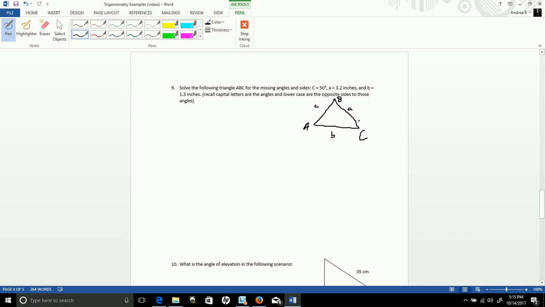So here, angle C we have is 50 degrees, so that would be this angle down here. It's 50 degrees. And then we have A is 3.2 inches. And then we have B over here is 1.3 inches. And then we have to go through and figure out what our other side, our side C is, and also our angles A and B that are missing.